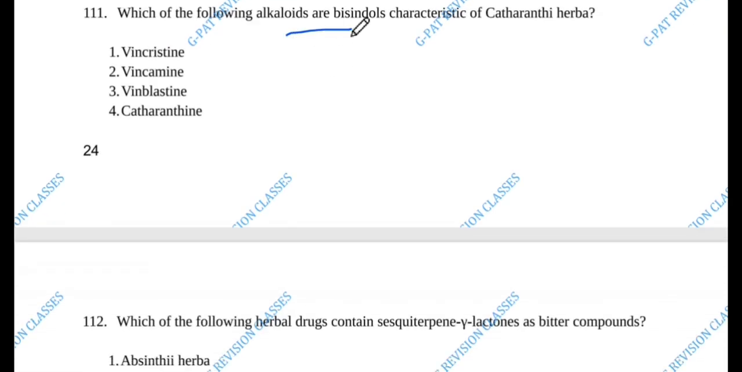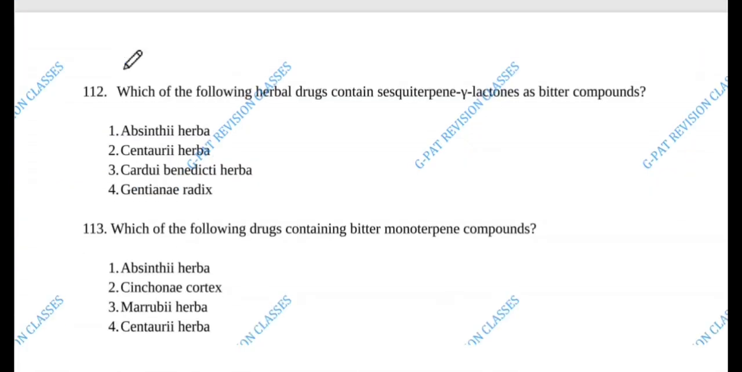Which of the following bisindole alkaloids are characteristic of Catharanthi herba? The answer is second, vincamine. Next is question number 112.